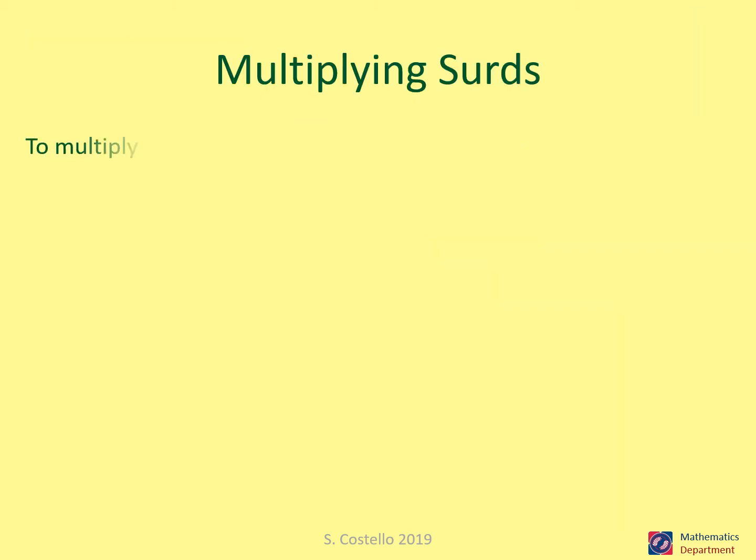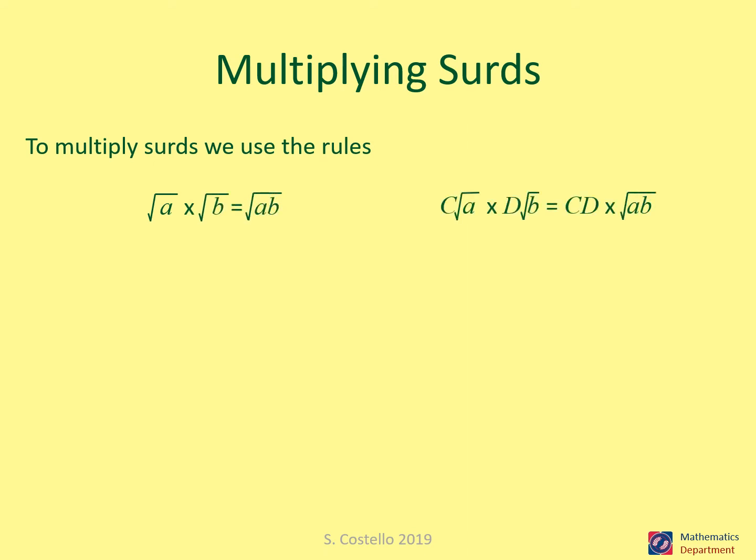Multiplying surds. To multiply surds, we use the rules. Root A times root B is root AB, and C root A times D root B is C times D times root AB.